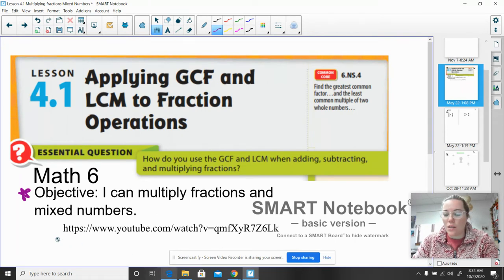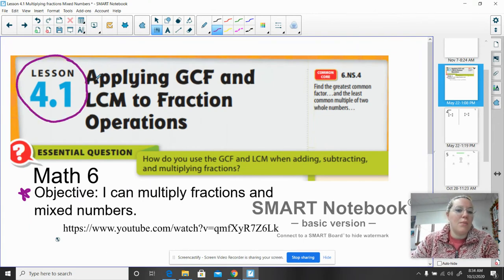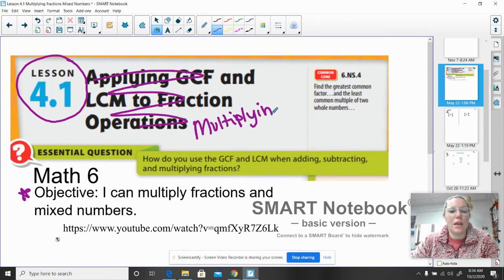We are going to start by watching this video, so pause if you need to write down your objective. This is lesson 4.1 today, but this isn't right. We're multiplying fractions.